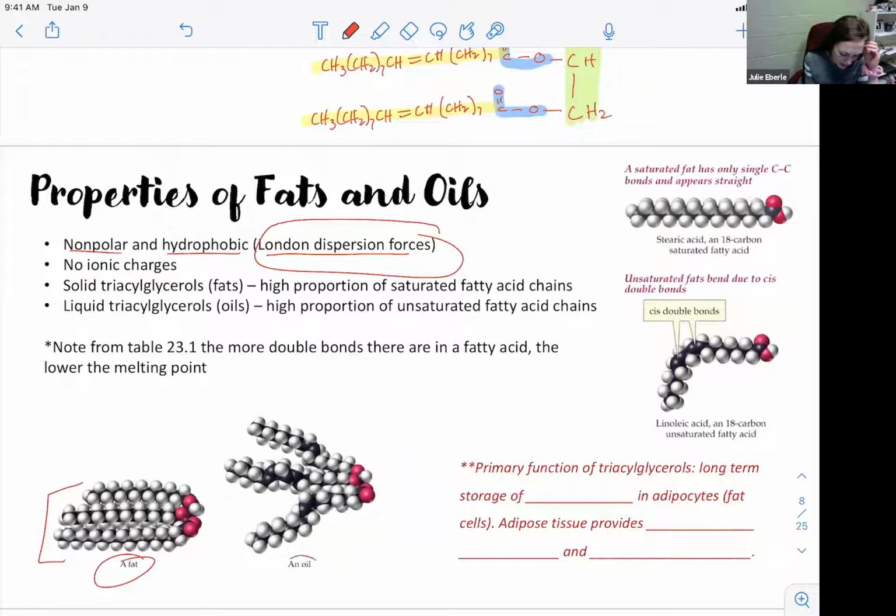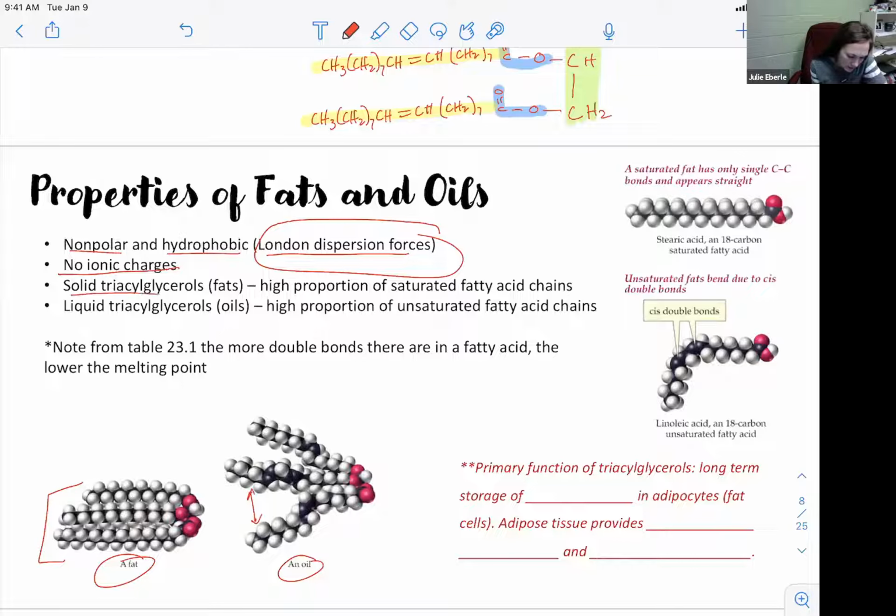Look at where it says an oil. This has got to have some sort of cis double bonds, right? So the fatty acid chains look like strings of spaghetti in all different directions. We've got space here, so we don't have London dispersion interactions all down the chain the way you see in saturated fatty acids, okay? But they are nonpolar, so the dominant type of intermolecular force is London dispersion forces. No ionic charges.